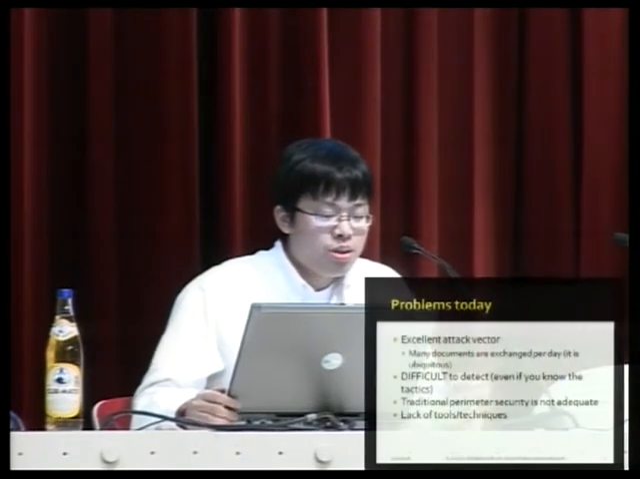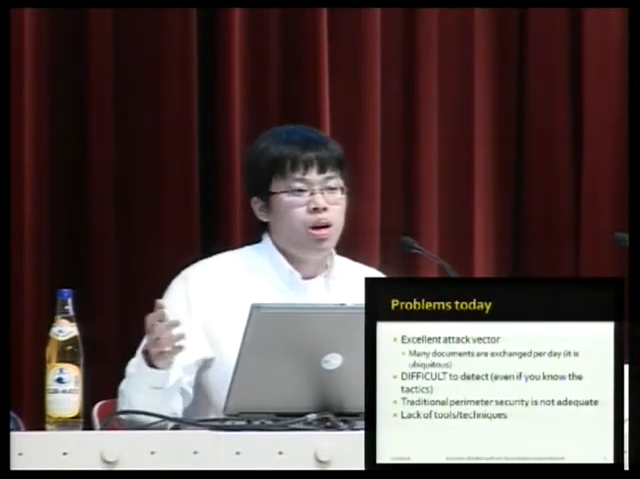Most large companies have antivirus and firewalls and all this at the border to try to protect themselves. But when Office documents come through, they don't filter them, because if you block them, half your org might not work anymore. So it's very difficult to detect. Traditional perimeter security, like a firewall, is not adequate. It's not sufficient. And also there's a lack of tools and techniques on how to triage these things.